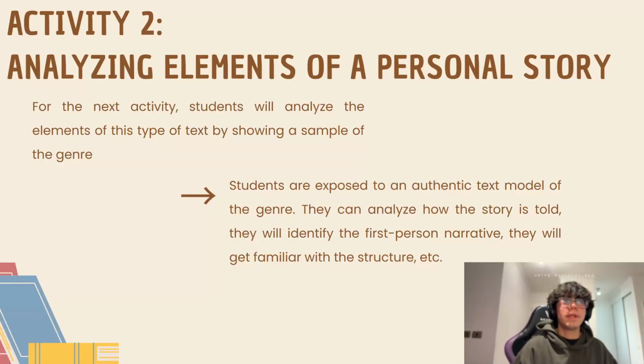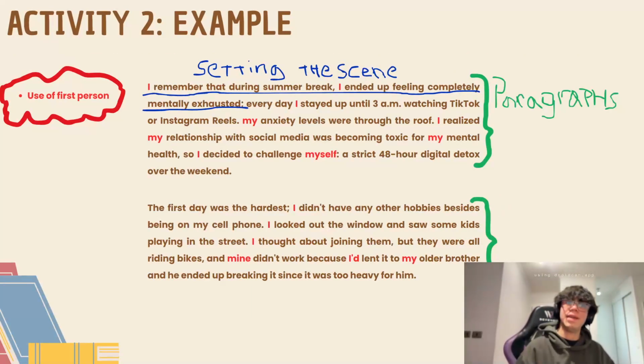And after that, for the second activity, students are going to analyze elements of a personal story. That way, students are exposed to an authentic model of the genre that they have to produce. They can analyze how the story is told, they will identify the first person narrative, they will get familiar with it overall. And for the sake of convenience, I used the same story for this example, although it would be more convenient if we come up with another example, another authentic piece of text.